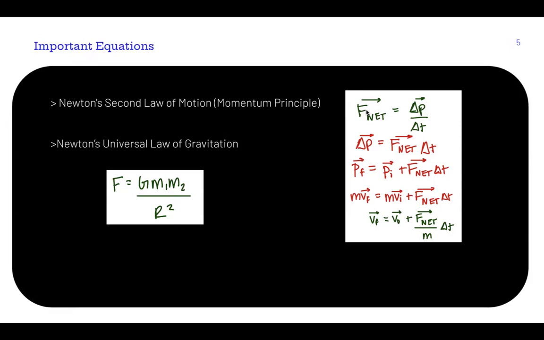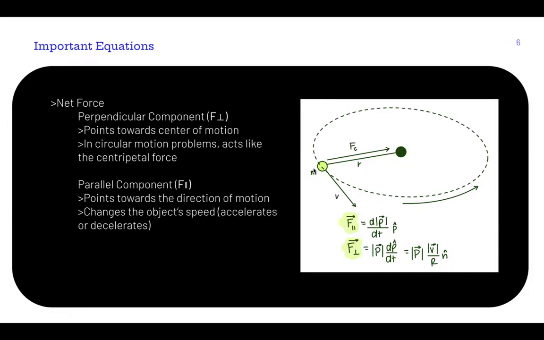And then we also have Newton's law of universal gravitation, which states that every mass attracts every other mass with a force proportional to the product of their masses and inversely proportional to the square of the distance between them. And then for the net force, we have the perpendicular component, which points towards the center of motion, and in this case acts like the centripetal force. And then we also have the parallel component, which points towards the direction of motion, and which can be changed depending on the object's speed.